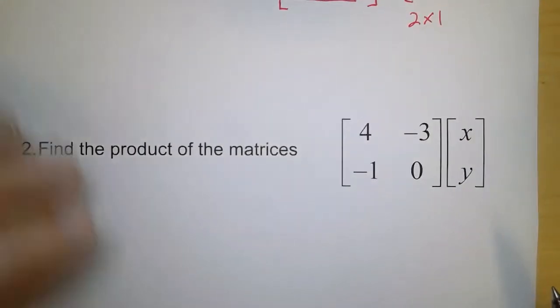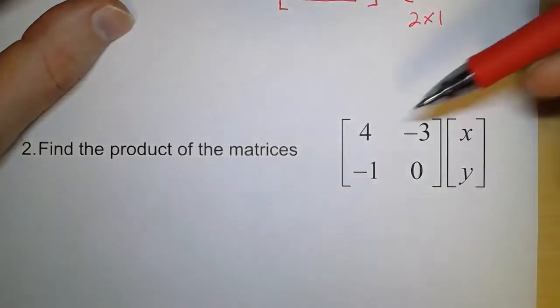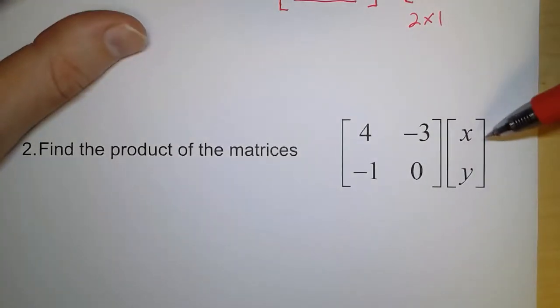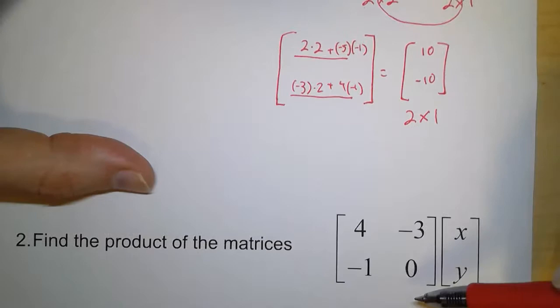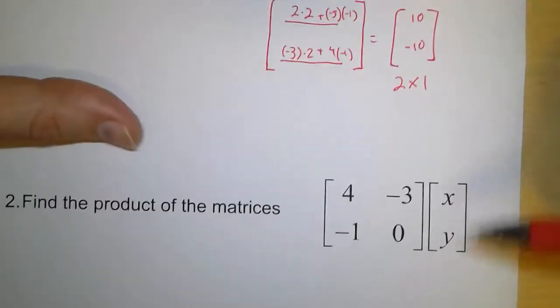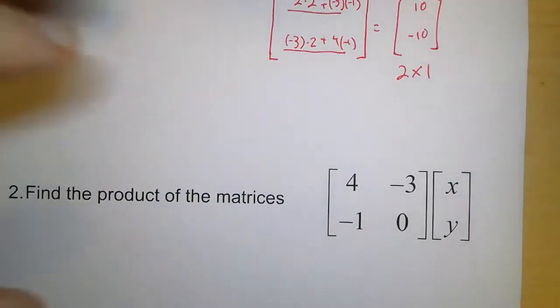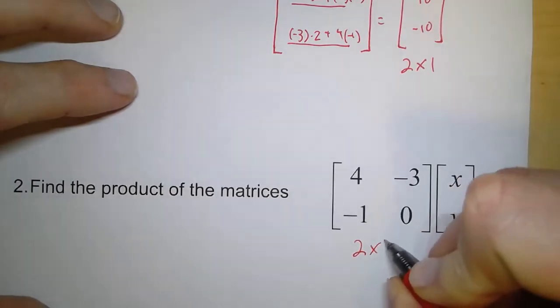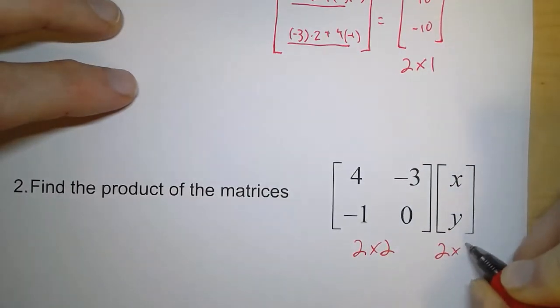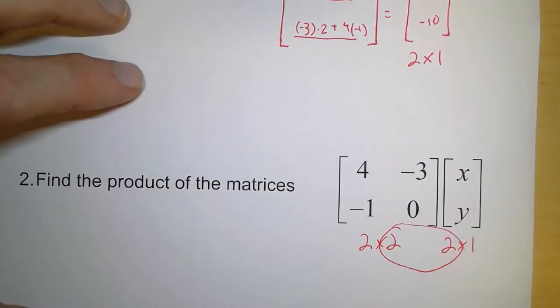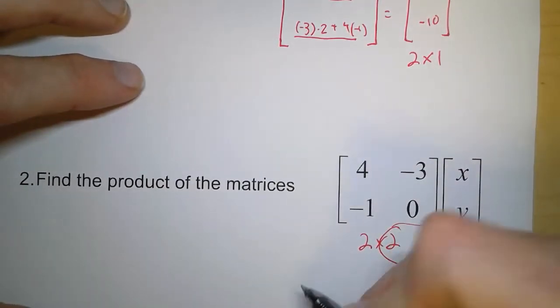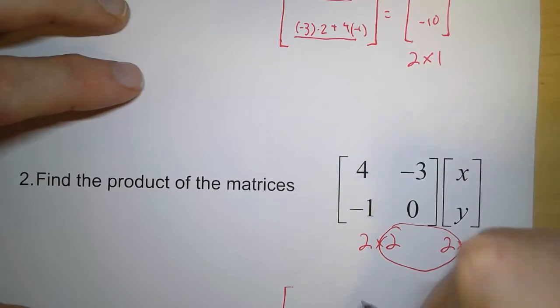So for the second one here, now we're multiplying a matrix by another matrix, but this one has variables. Now the order of the matrices actually is the same as what we had up in number 1. This is a 2 by 2, and this is a 2 by 1. So these two inner numbers, they match. So we're going to end up with another 2 by 1 matrix.